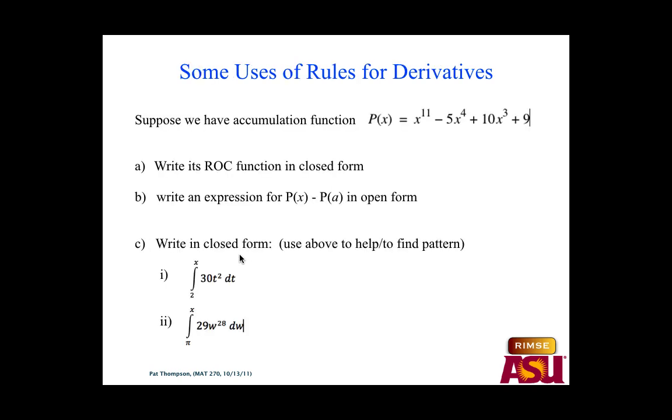All right, so let's look at one other example. Here's an accumulation function that we looked at earlier. P of x equals x to the 11th minus 5x to the 4th plus 10x cubed plus 9. So we already did this part A a couple minutes back. But write the rate of change function in closed form, and then use that to write an expression for p of x minus p of a in open form, meaning using an integral instead of writing out p with x's and a's subbed in.